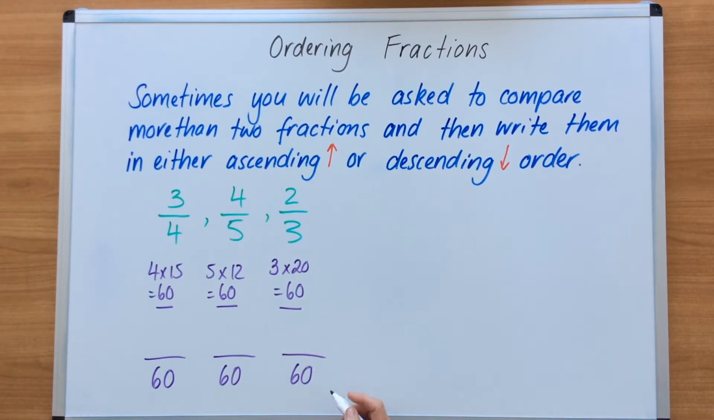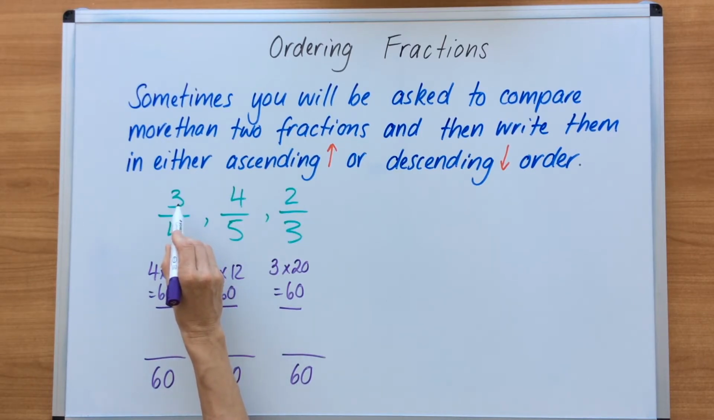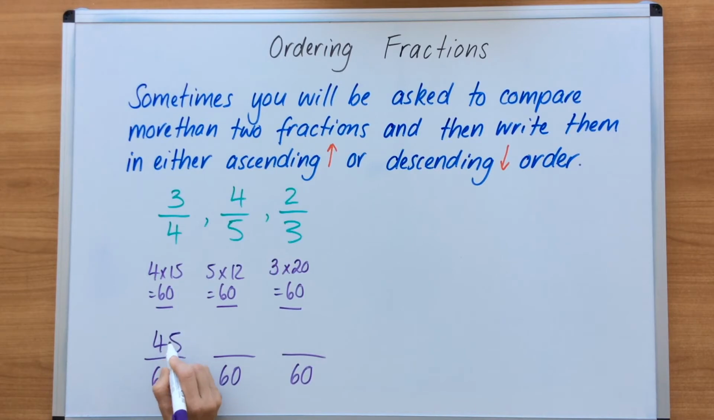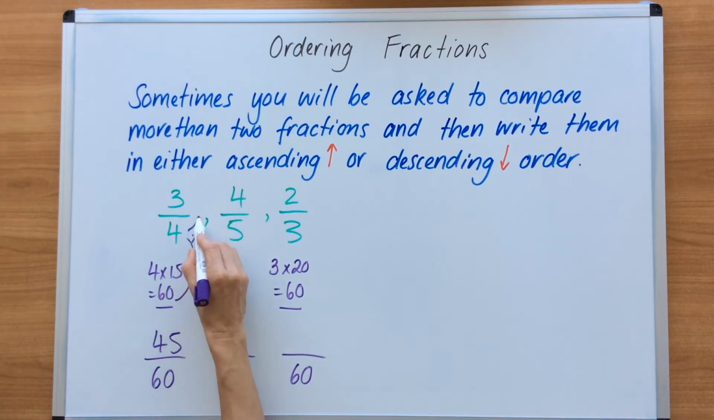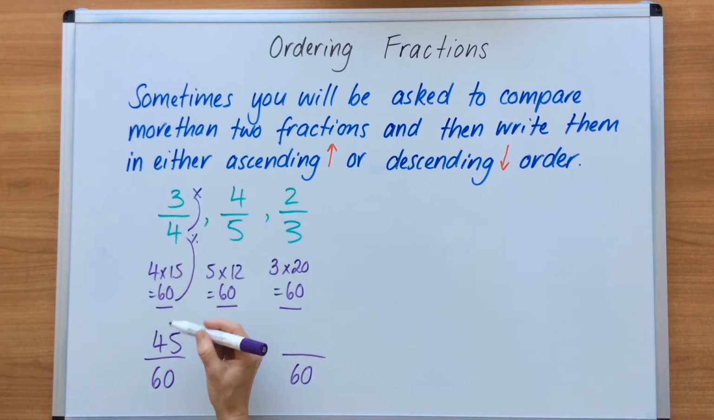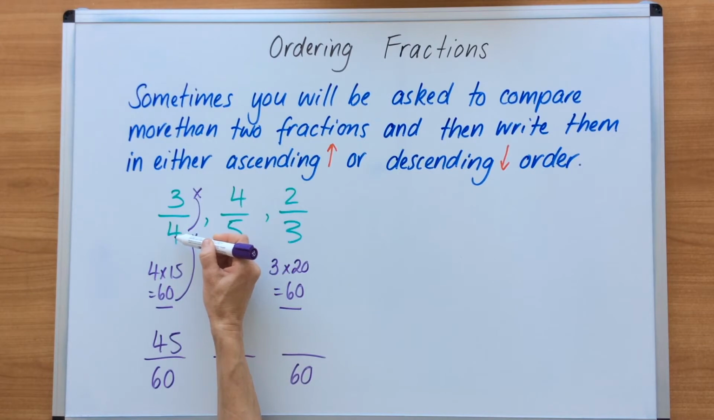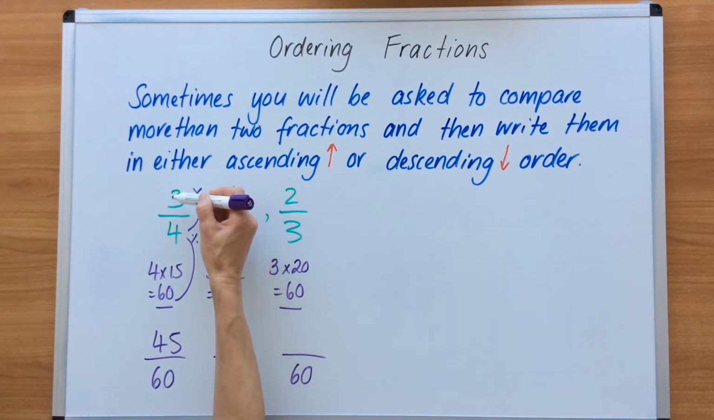Okay, so now let's look at this one here. All right, so if we go 60 divided by 4 times 3, we get 45. I'll repeat that. We go 60 divided by 4 times 3. So we start from the bottom, take the big number we've just chosen for our common denominator, we divide it by the original denominator and times it by the numerator.